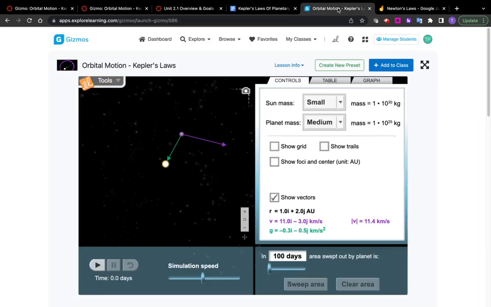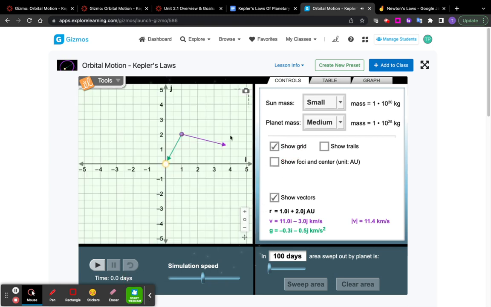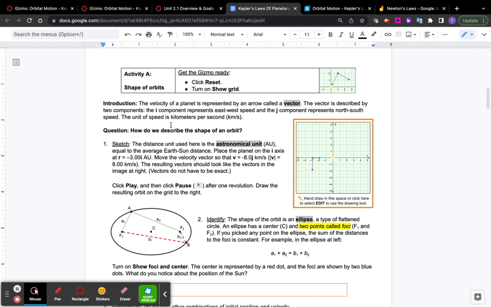Activity A says first get the Gizmo ready. Click reset and turn on show grid. So reset, I already clicked it. I'm going to turn on show grid right there. This allows us to quantify, which is just a fancy way to say measure, the orbit of this planet based on this gravity and this velocity that it has.